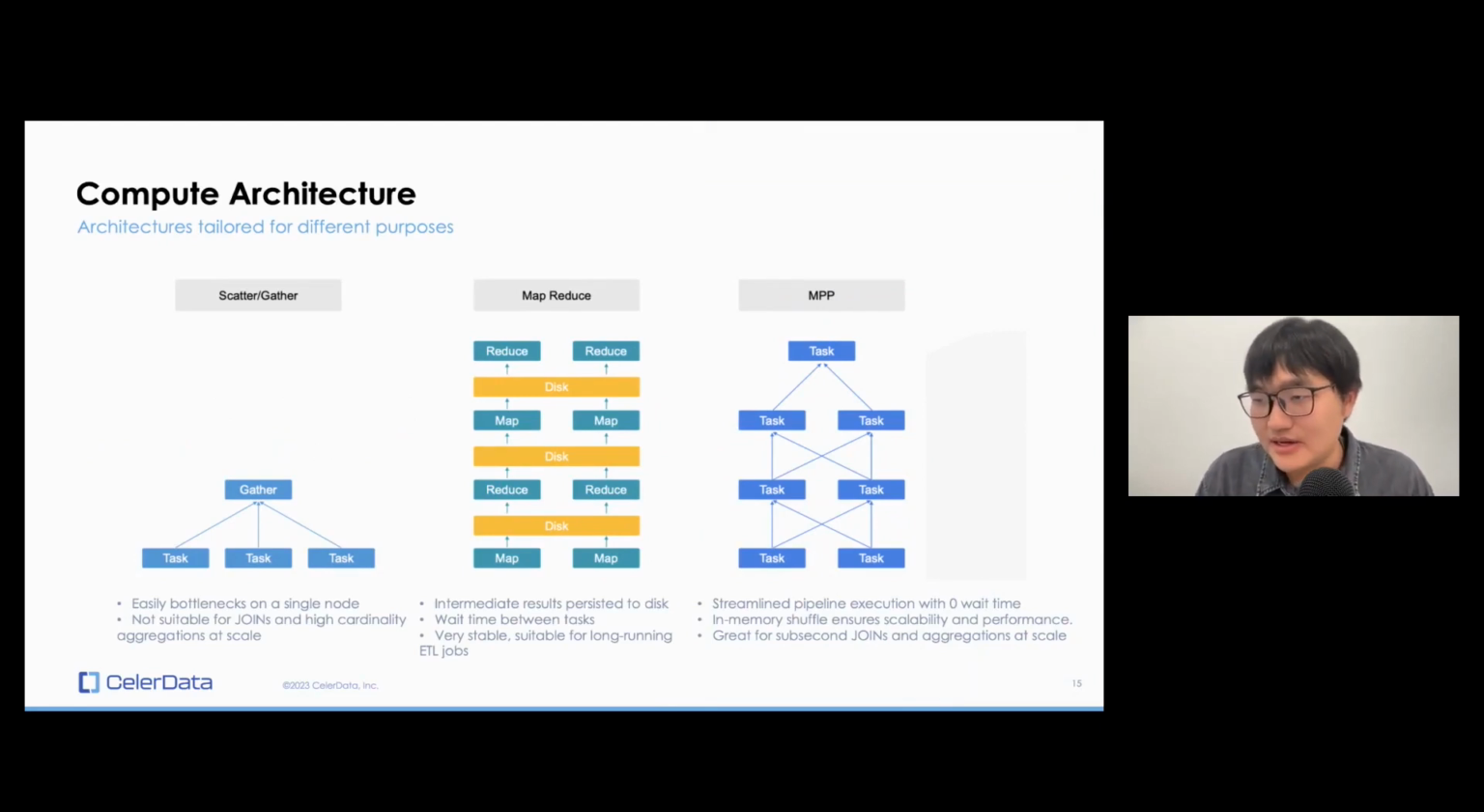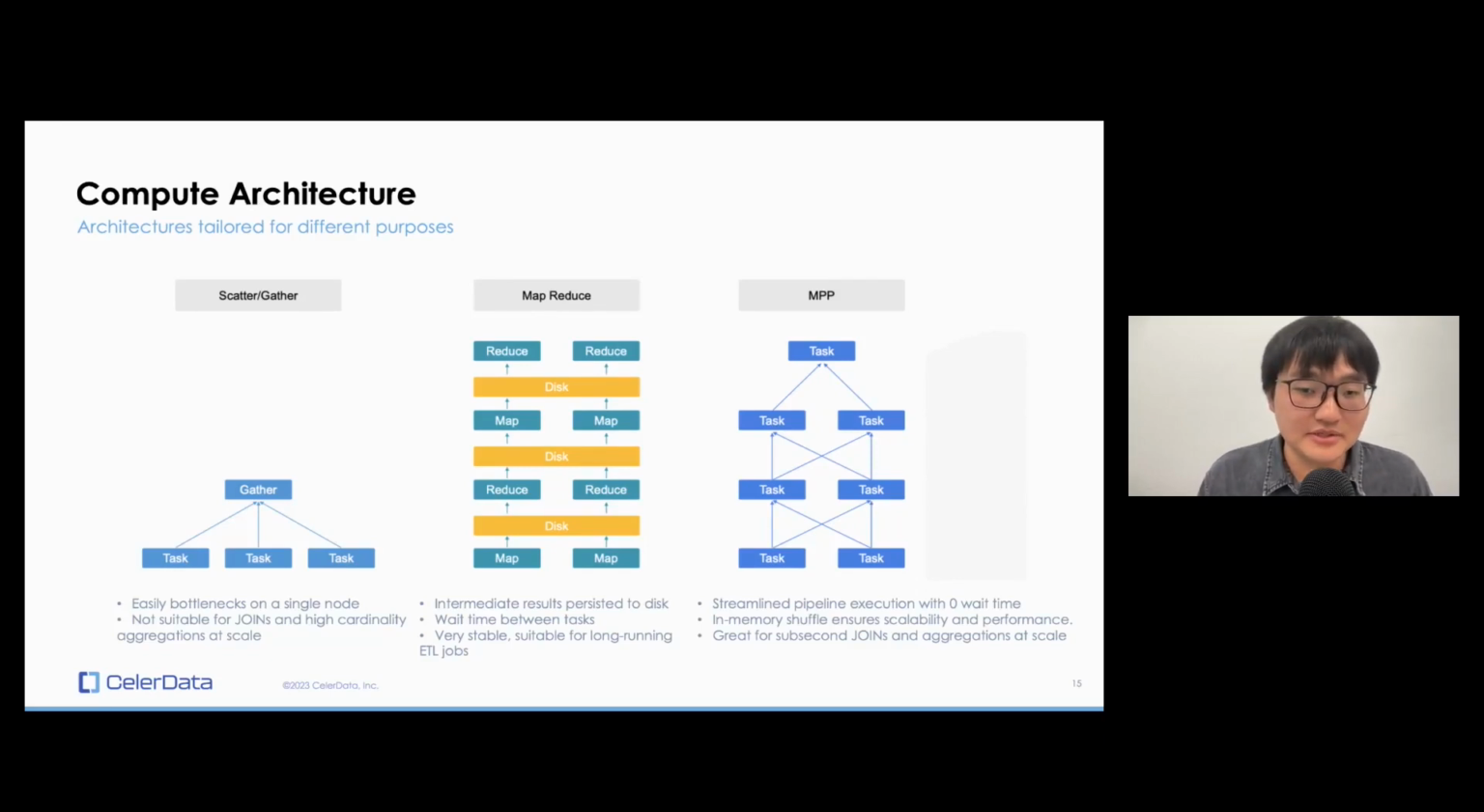I summarize them at a high level into three categories. The first type is scatter gather. You have a bigger task and you distribute the tasks to different nodes, and they do their part, take the intermediate result, and gather it in a larger node, and then return the result. This kind of query execution easily becomes a bottleneck on a single node, because everything converges to one.